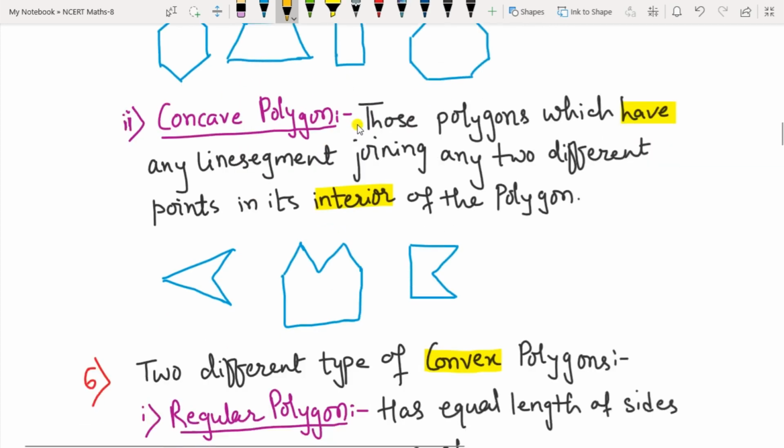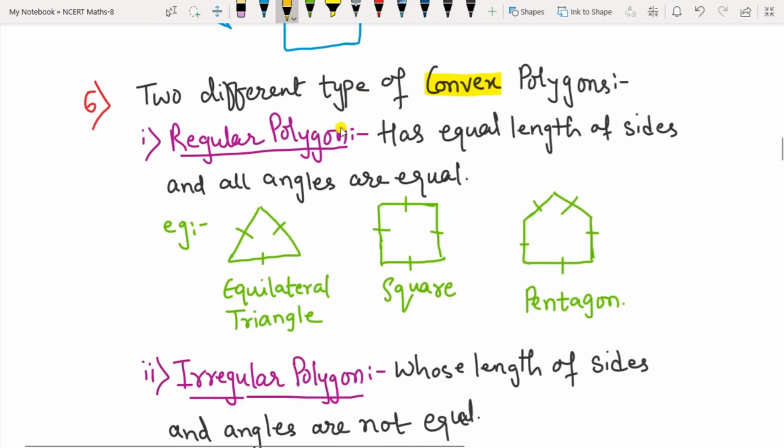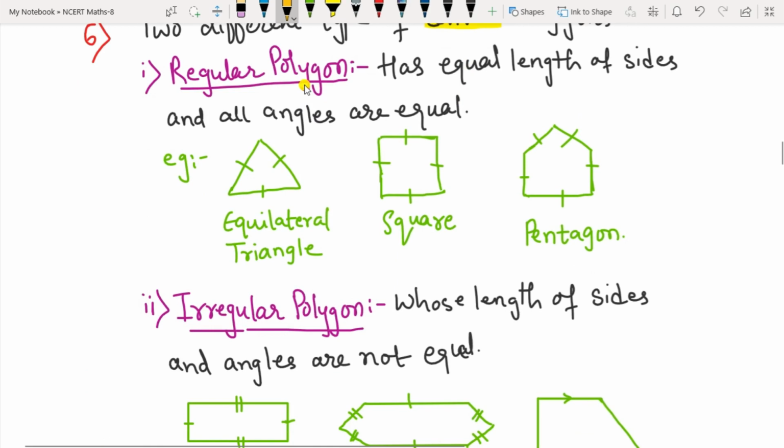Now, there are two different types of convex polygons. First one is the regular polygon and second is the irregular polygon. Regular polygon means all those polygons which are made up of equal length sides and equal angles, such as this one, an equilateral triangle, whose all sides are equal and all angles are also equal. Such type of figures are called a regular polygon.